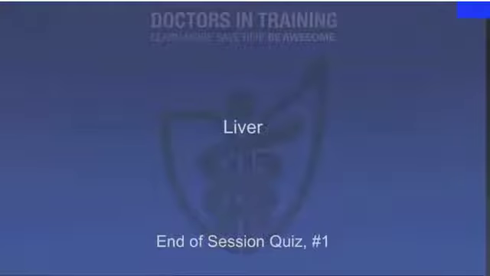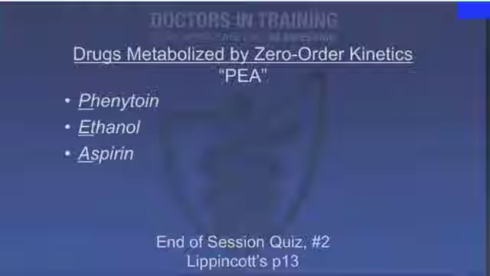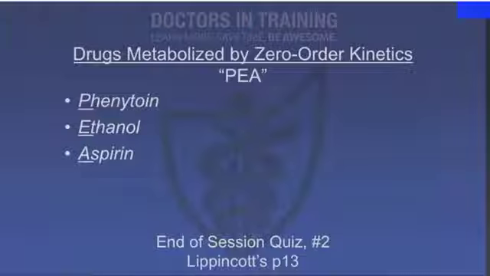Let's get started. Which organ is the most important site of drug metabolism? Well, that's going to be the liver. List 3 drugs that demonstrate zero-order kinetics in their metabolism. Well, that's going to include phenytoin, ethanol, and aspirin.